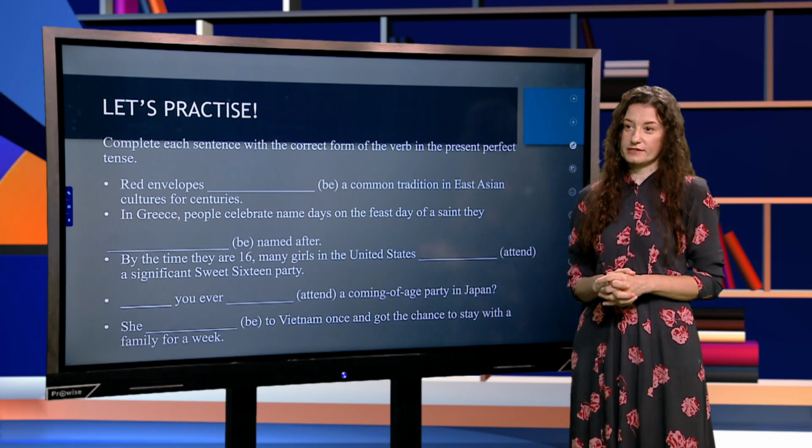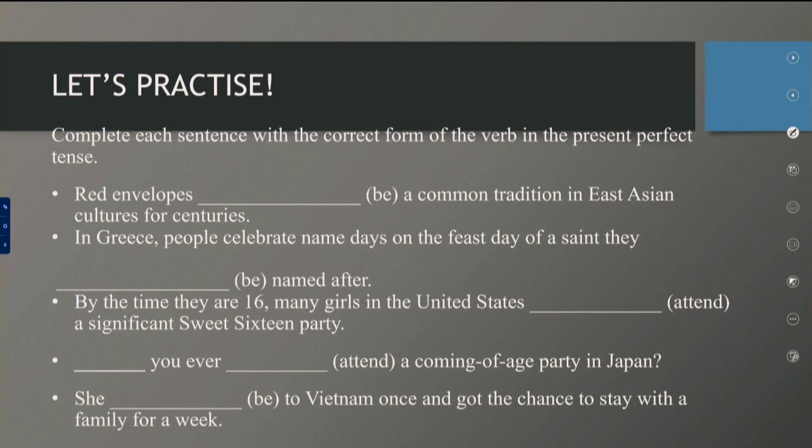Andrea, will you read the first sentence, please? Your turn first, Andrea. Red envelopes have been a common tradition in East Asian cultures for centuries. Excellent. Envelopes is in the plural, so we need to use have. I'll write the answer here. Have been. Good. Remember, the preposition for shows the period of time that the action has been going on for.